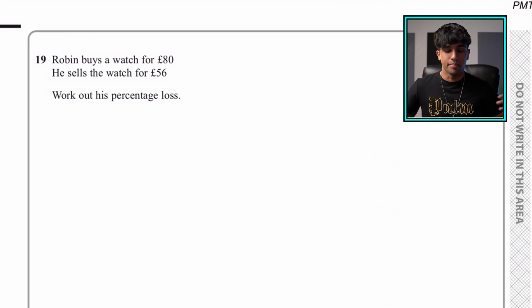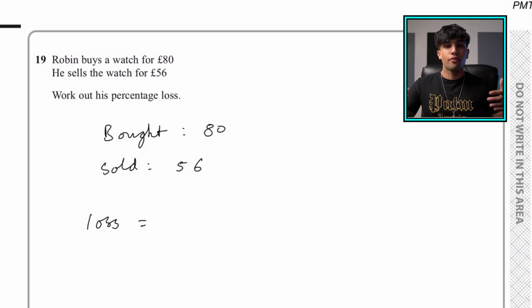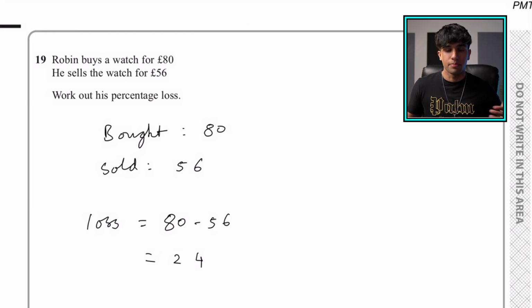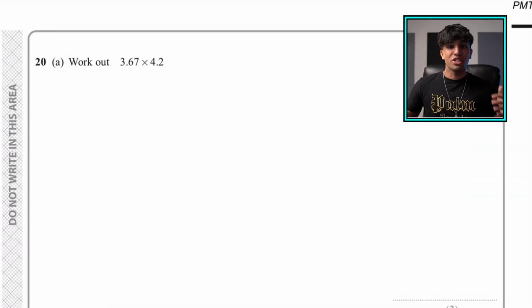Question 19. We need to work out the percentage loss that Robin has made now that he sold his watch for a lower price. Let's first summarize the information we know. First, we're going to find out how much he actually lost, which will be 80 minus 56. From here, to get the percentage, we simply divide by 80 and times by 100. And we get 30%.